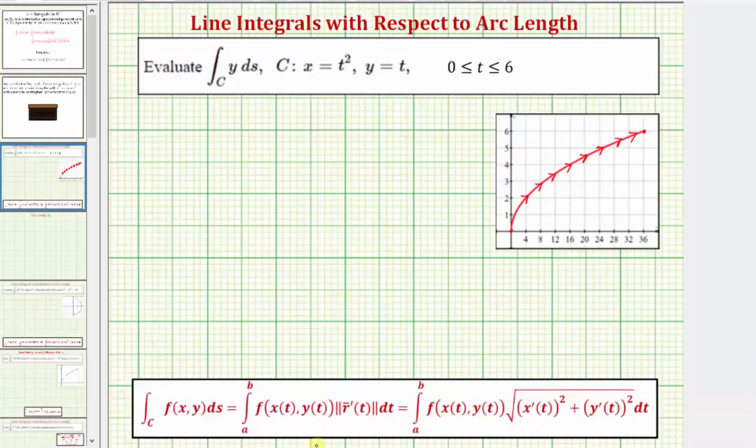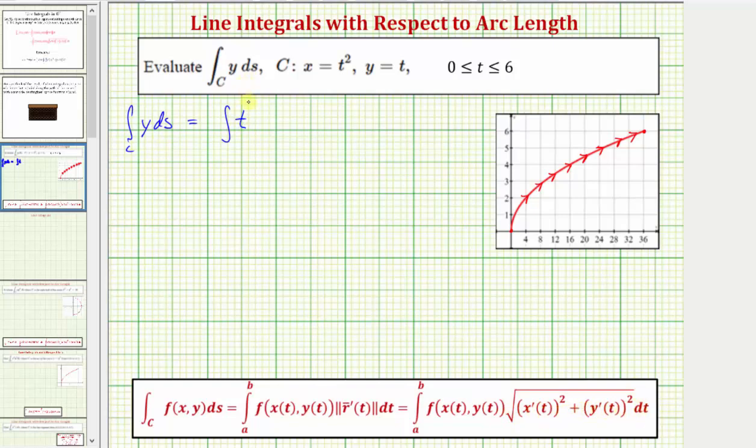So going back to our work, starting with the given line integral, we first need to write y as a function of t using x of t and y of t. We'll notice how y is equal to t, so we can substitute t for y. And again, differential s is equal to the square root of x prime of t squared plus y prime of t squared dt.